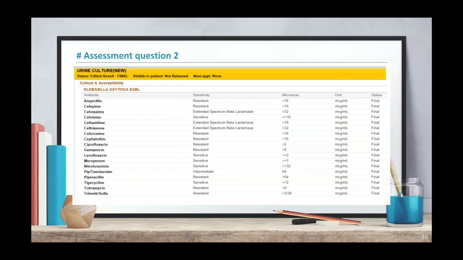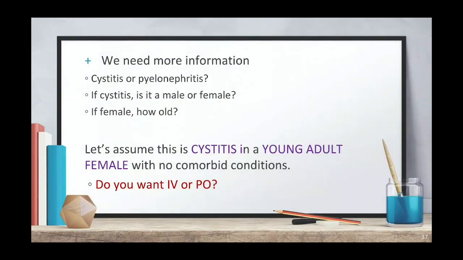Let us see another scenario. The urine culture yields Klebsiella oxytoca ESBL. So, the sensitive antibiotics are cefotetan, levofloxacin, meropenem, nitrofurantoin, and tigecycline. Piperacillin tazobactam is intermediate resistant. So, which antibiotic should we use? We need more information. Either it is cystitis or pyelonephritis.